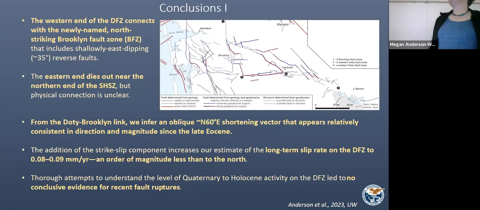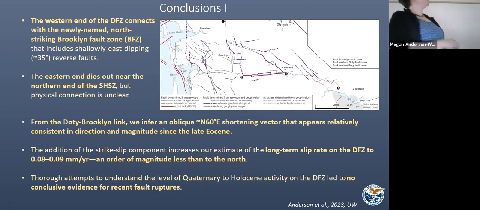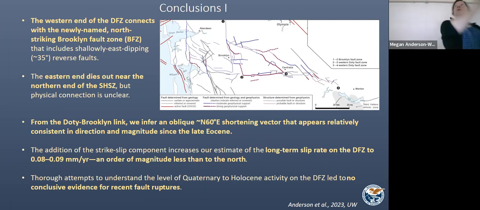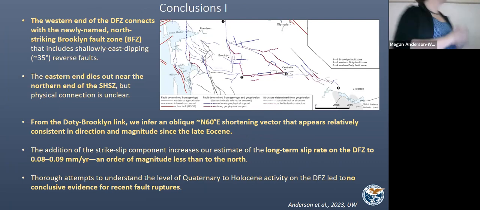Yeah, so conclusions from section 1. Oh, I'm doing good on time. Awesome. So we found the Doty fault. We figured out that it connects to the Brooklyn fault zone in the west, and it looks like it connects to, or at least runs up to, the St. Helens seismic zone in the east. With the Doty-Brooklyn link and other relationships between the different faults in the area, we infer an oblique north 60 east shortening vector.